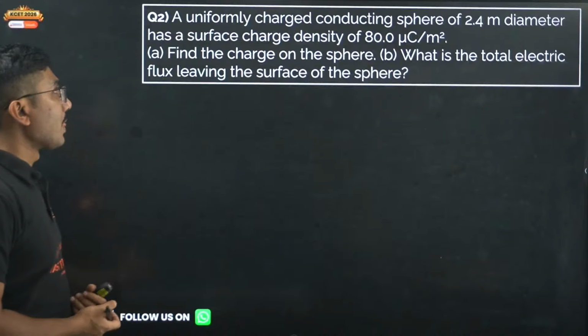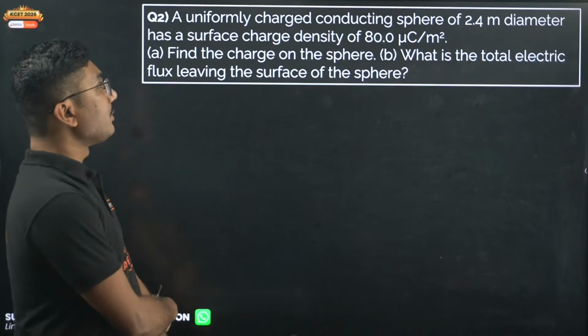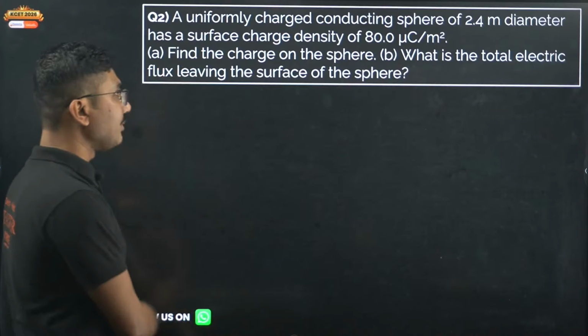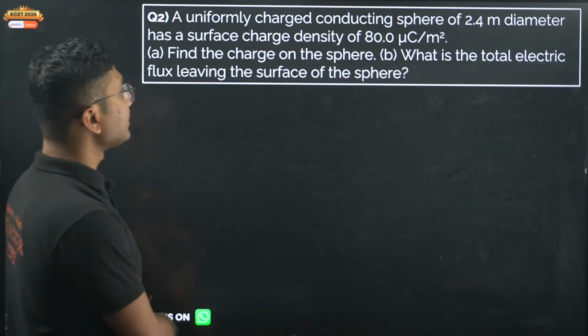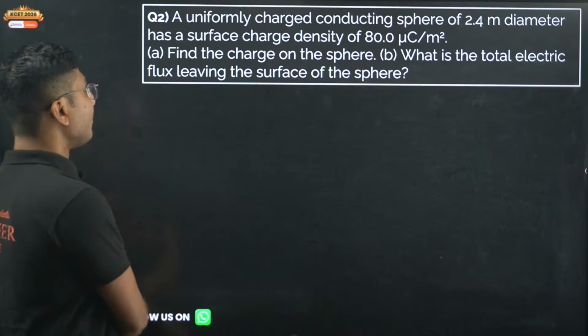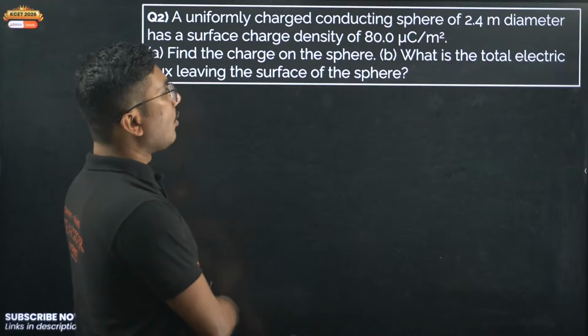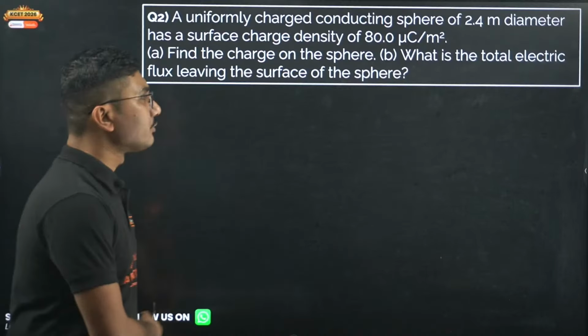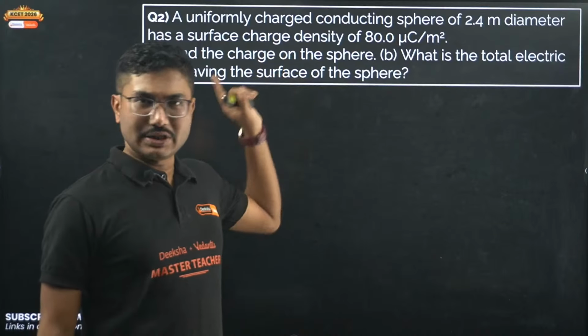Okay, now another question. A uniformly charged conducting sphere of 2.4 meter diameter has a surface charge density of 80 microcoulomb per meter square. Find the charge on the sphere. What is the total electric flux leaving the surface of the sphere? A similar question came last year.